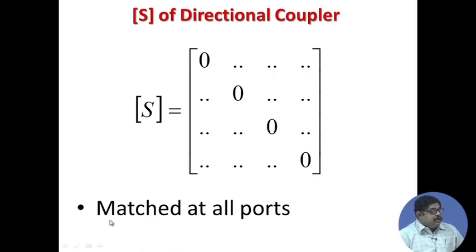You see, first we said it is matched at all ports, that means S11, S22, S33, S44 should be 0, because matched means there is no mismatch, so no reflections at the ports. That is why in the 4 ports we have put the 4 zeros, others we still do not know. So, matched at all ports gives us 4 elements of the S matrix that go to 0.